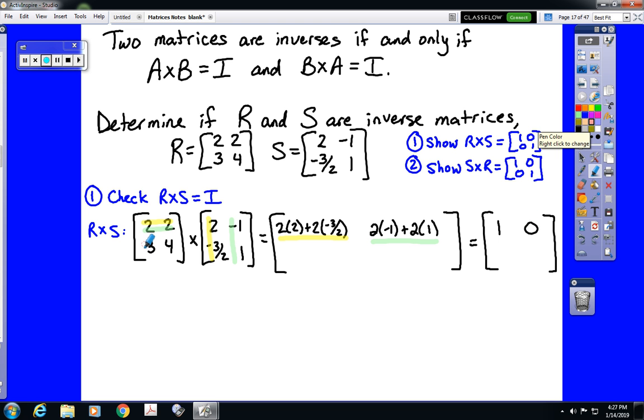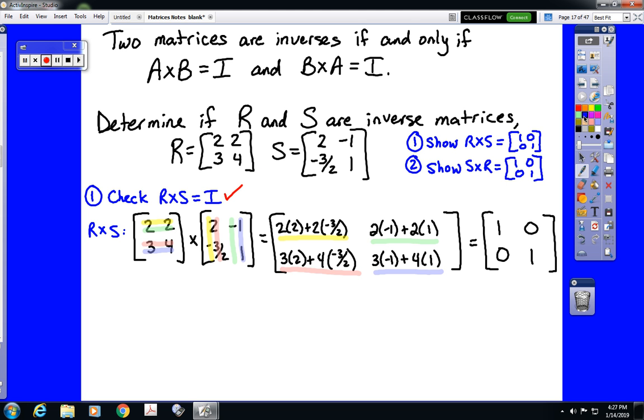So now we're going to go down to row 2. We're going to do row 2 times column 1. So that would be 3 times 2 plus 4 times negative 3 halves. And again, that has to equal 0, which that would be 6 minus 6, which would be 0. So we would continue. And we would show that row 2 times column 2 was equal to 1. So that's 3 times negative 1 plus 4 times 1. That's negative 3 plus 4, which is 1. So at this point, we have absolutely shown, without a doubt, that R times S is equal to I.